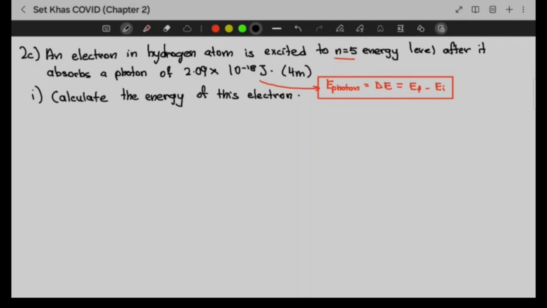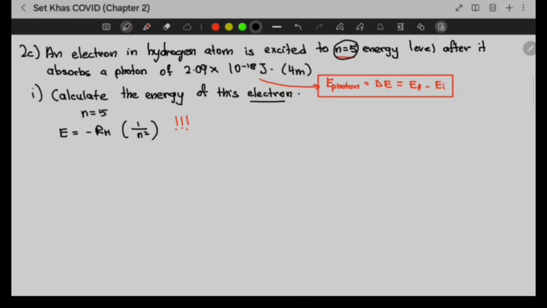C1: Calculate the energy of this electron. So they mean the n equals 5. They specifically say of this electron only, so there's no difference, nothing in there. So n equals 5. And always remember to write the formula over n square. So this is the formula. Always remember to write it. Now you just substitute in.